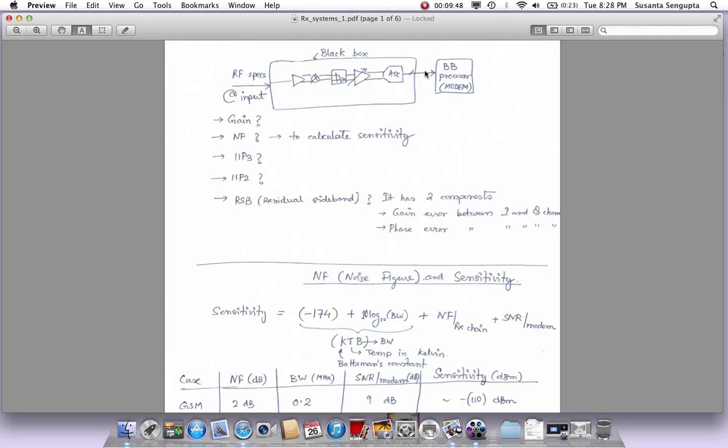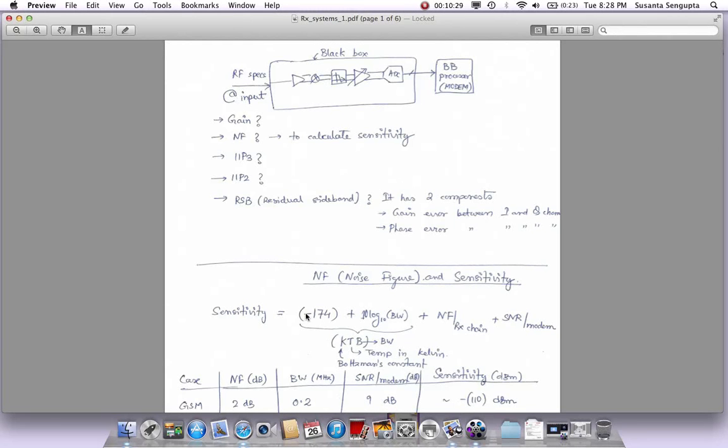And then the modem needs some signal to noise ratio. You cannot just say my signal is going to be the same as the noise and that is what the sensitivity is. There are different standards, like GSM, which has a different modulation scheme. When you're receiving the signal, it is modulated, and the modem wants to demodulate it, so it will need a certain signal to noise ratio. As the modulation changes, say CDMA, WCDMA, LTE, Wi-Fi, they all require different signal to noise ratios. So whatever signal to noise ratio is needed by the modem, we also have to add it.